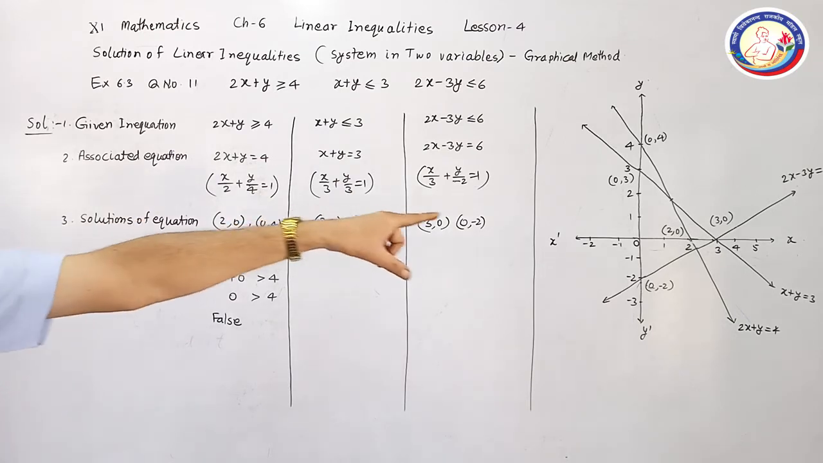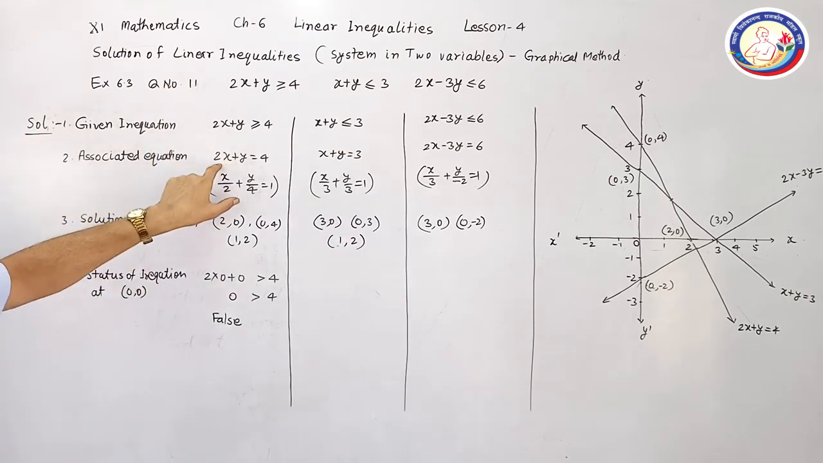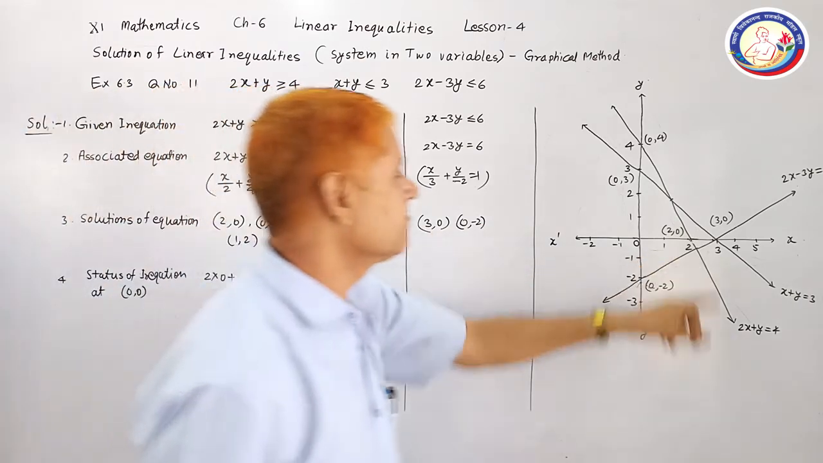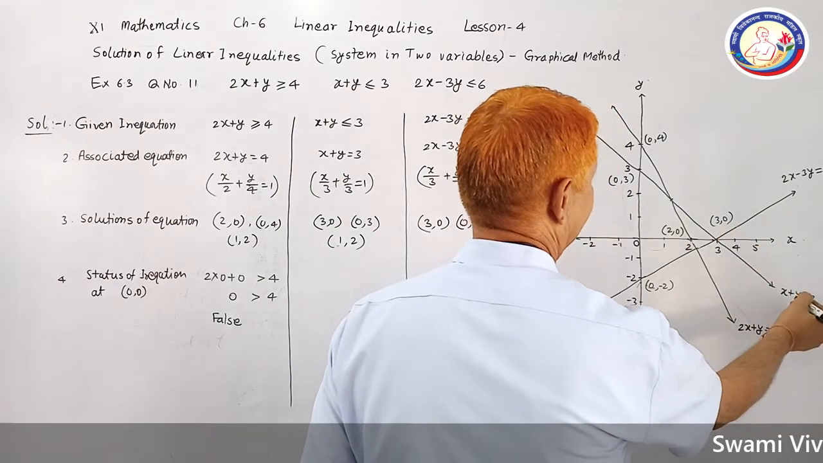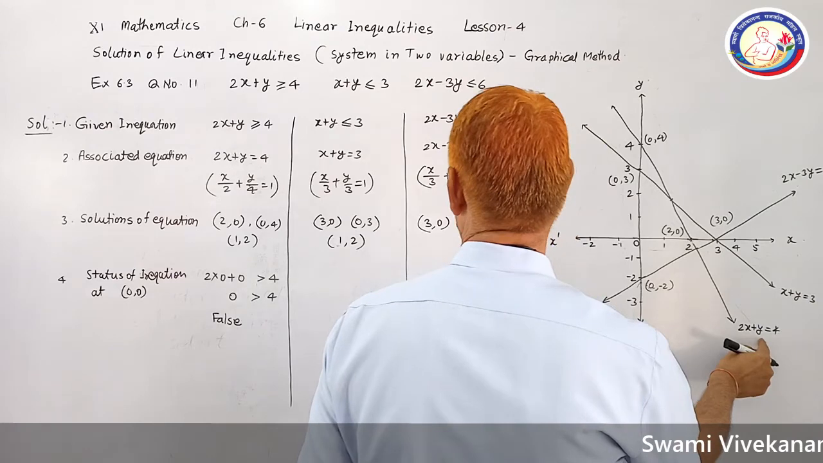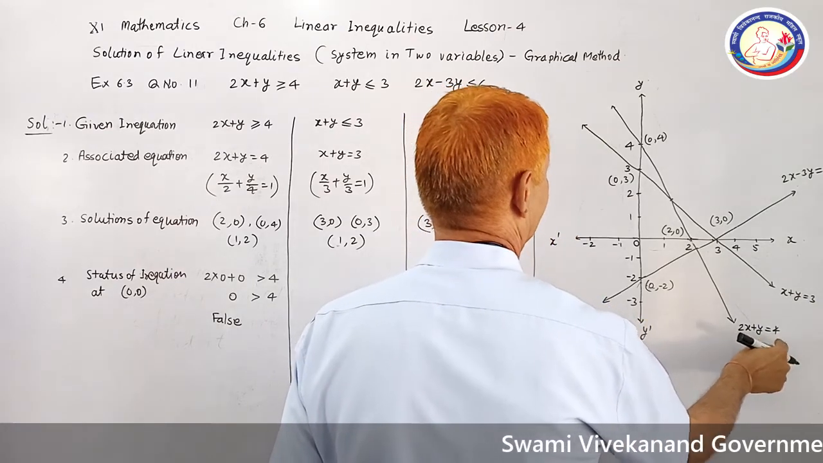Now, I have plotted the graph already here. The graph for the line 2x plus y equal to 4 will be this. This is the graph for 2x plus y equal to 4.